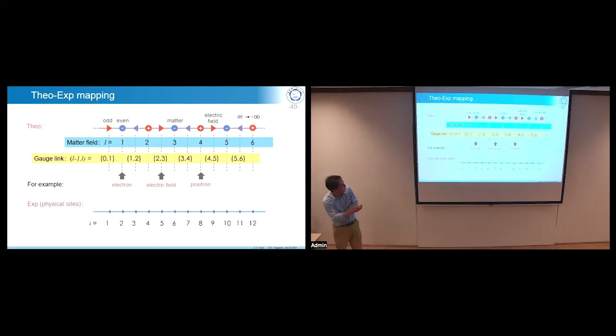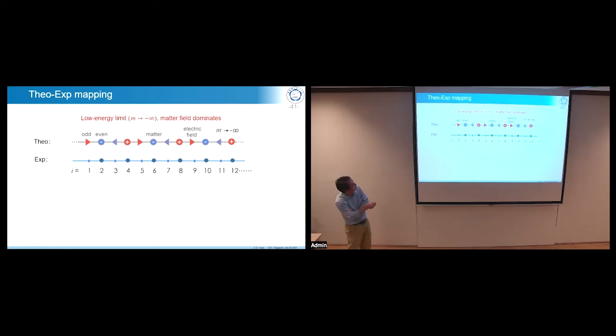If you go to the mapping of the physical sites of the experiment, we have one, two, three. These are the normal lattice sites. We put atoms on the lattice sites. You see here, this is the theory. This is the matter site. We put every next one here, this is the matter. Then this will be a link. Here, this will be a link. Here, this is the matter.